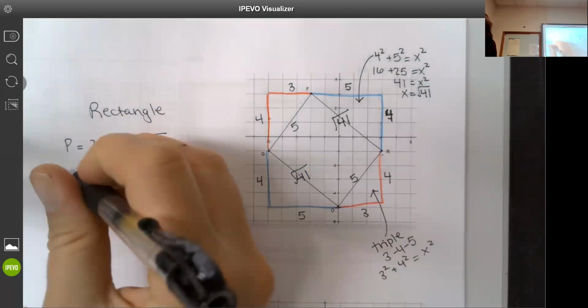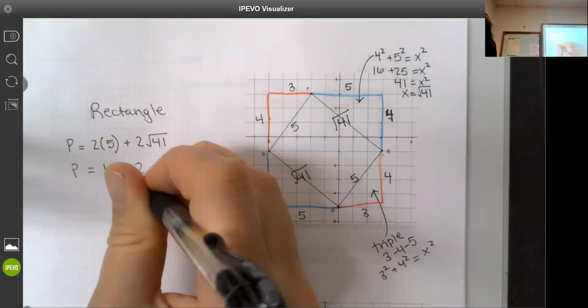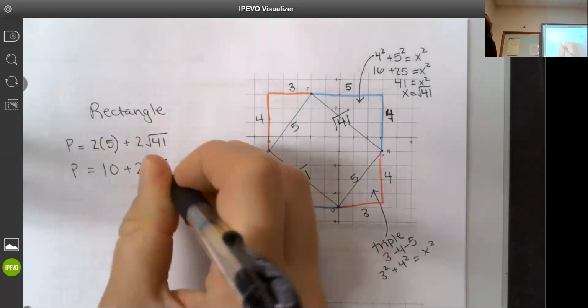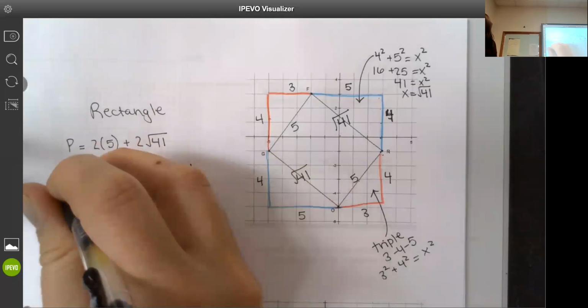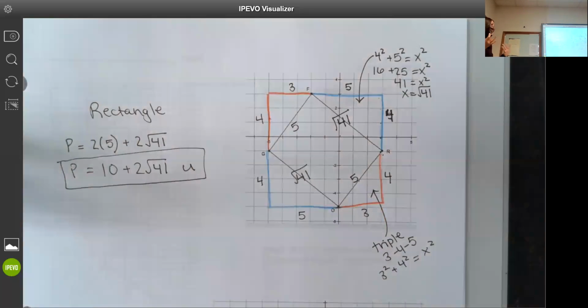Or I have 10, and I can't simplify that at all. I just have to leave it as the square root of 41 units. And as much as we want one pretty answer for the perimeter, that's all we can do. Okay, because I can't add the square root of 41 to this. They're not like radicals, they're not like terms. We can't combine them. So I just leave my perimeter here.